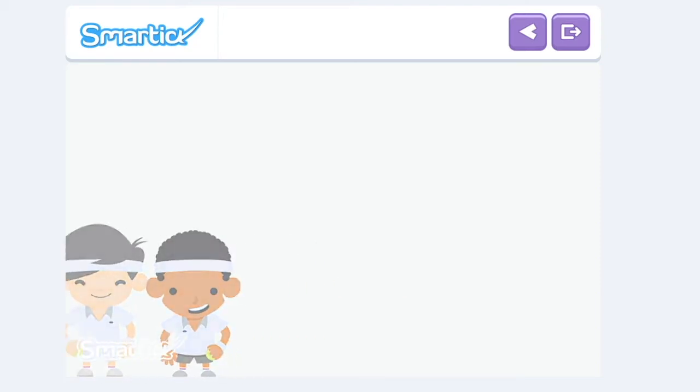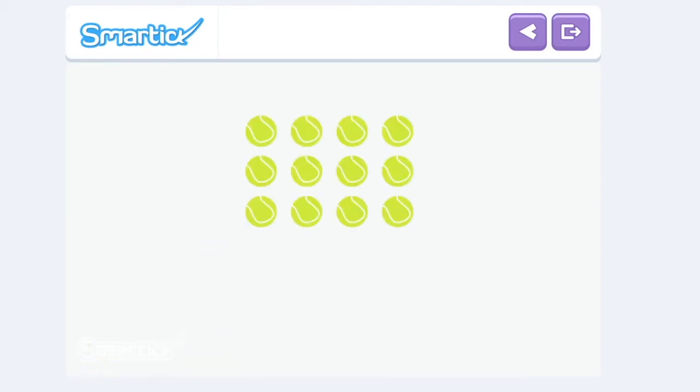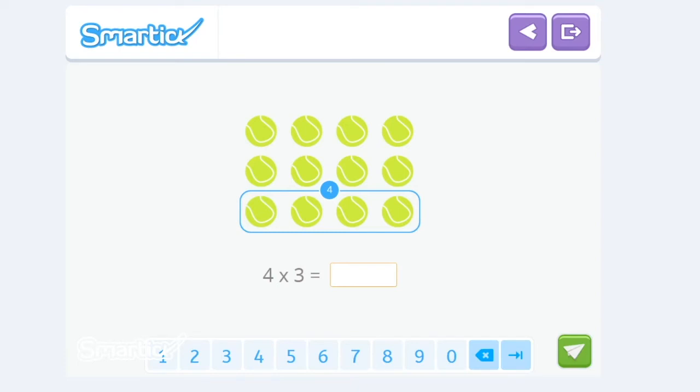Your friends want to try it with other numbers, so they've taken the tennis balls out of their containers and arranged them in rows and columns on the floor. They've put 4 tennis balls in the first row, 4 in the second, and 4 in the third. They have 4 plus 4 plus 4 tennis balls, and they know that this is equal to 4 multiplied by 3. So, how many tennis balls do they have?